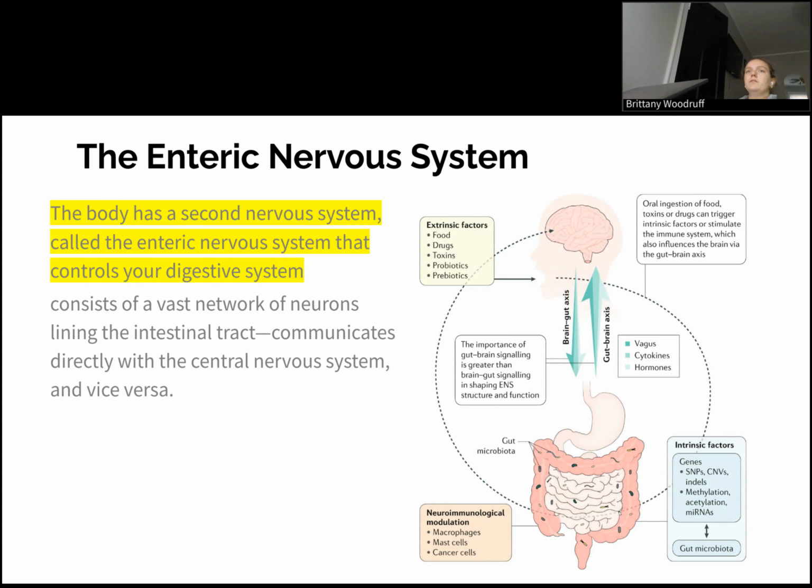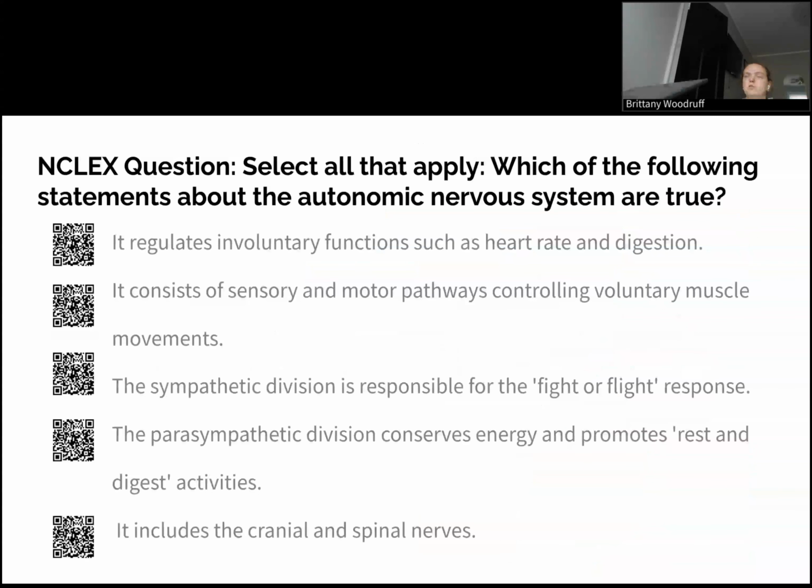Now, your body also has something called your enteric nervous system. Your enteric nervous system controls your digestive system. That is all you need to know about it. Okay. Basically, it is separate from your peripheral nervous system, but it's also outside of your brain and spinal cord. So it's not part of either your peripheral or your central nervous system, but it does have signals coming back and forth from your central nervous system to control that digestive system. Okay. So it's commonly referred to as your gut-brain axis, but controls your digestive system.